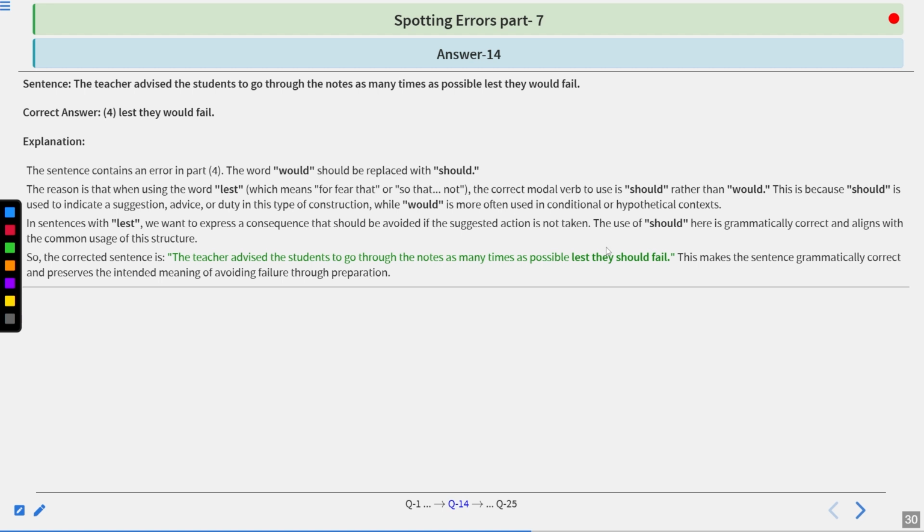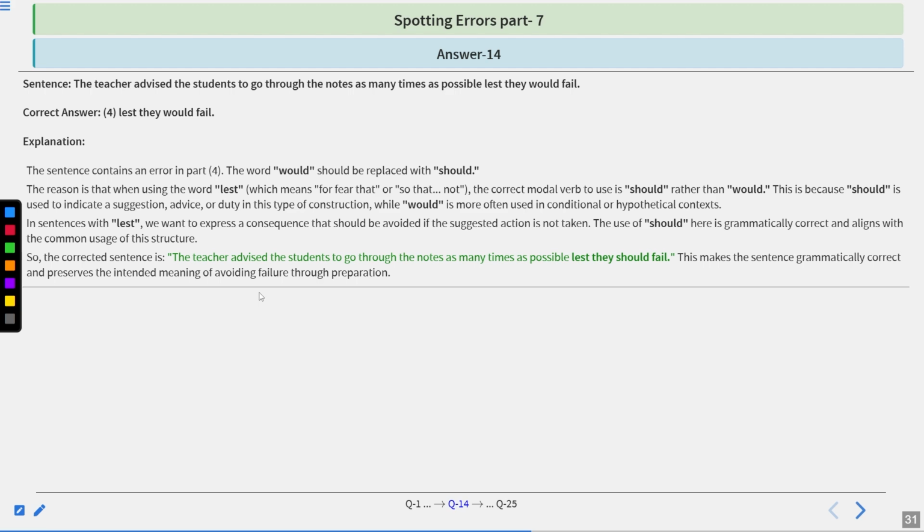This is because "should" is used to indicate a suggestion, advice or duty in this type of construction, while "would" is more often used in conditional and hypothetical contexts. In sentences with "lest", we want to express a consequence that should be avoided if the suggested action is not taken. The use of "should" here is grammatically correct and aligns with the common usage of this structure. The correct sentence is: The teacher advised the students to go through the notes as many times as possible, lest they should fail. This makes the sentence grammatically correct and preserves the intended meaning of avoiding failure through preparation.